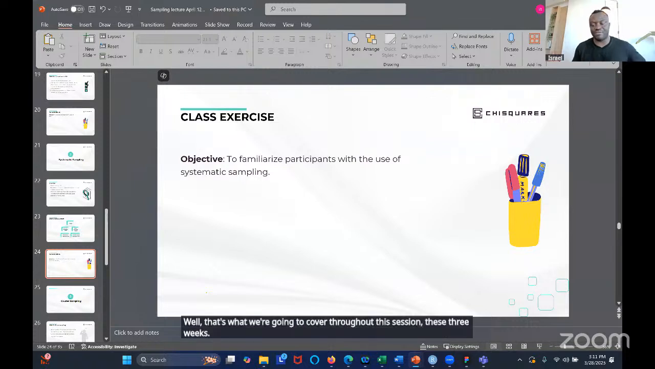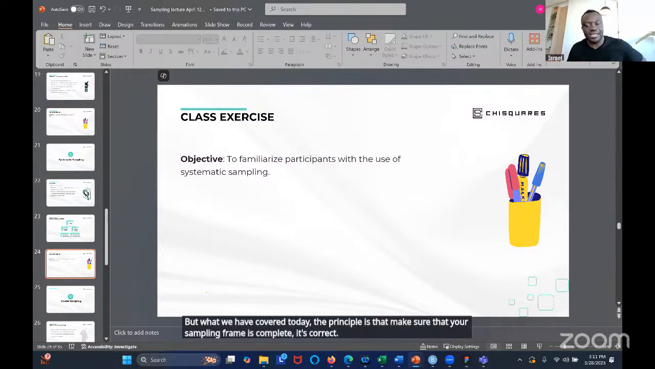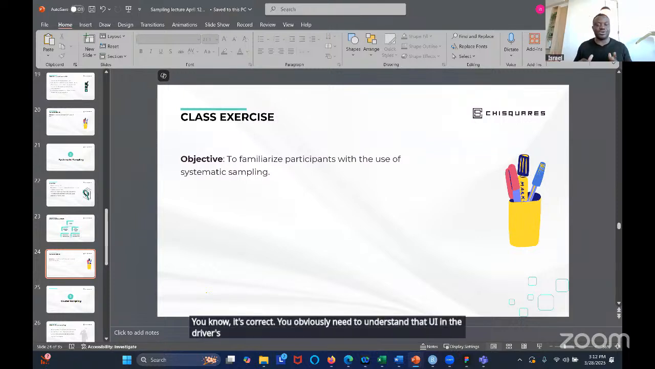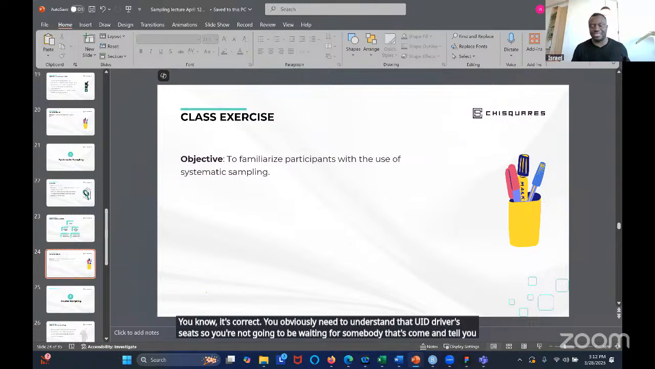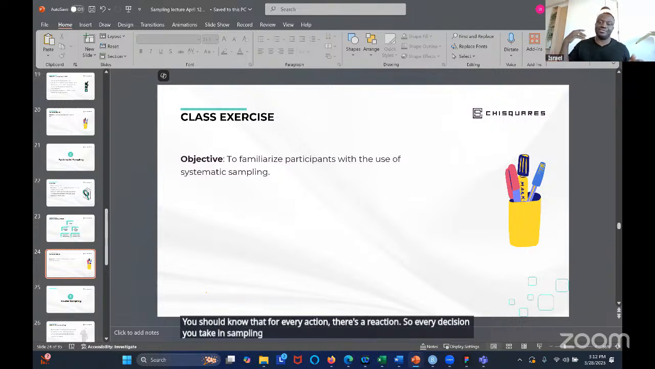For what we have covered today, the principle is that you make sure that your sampling frame is complete, it's correct, and it's current. You obviously need to understand that you are in the driver's seat. So you're not going to be waiting for somebody else to come and tell you what to use. You should know that for every action, there's a reaction. So every decision you take in sampling, there are reactions that you need to be aware of.